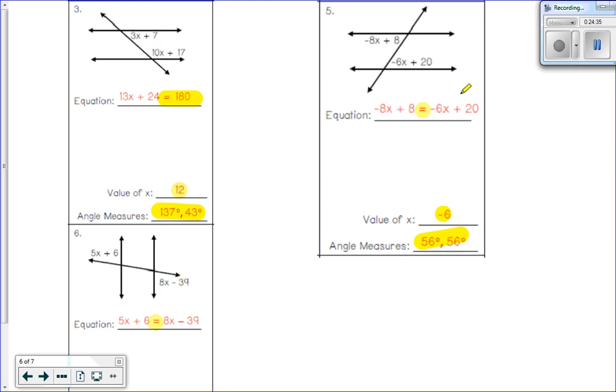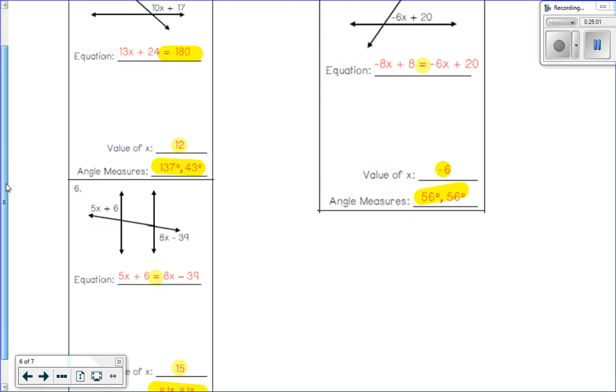All right, let's look at number 5. These angles are alternate interior angles. Alternate interior angles are equal for your equation. The value of x is -6. Then we're going to substitute -6 into both. Well, they're congruent, so pick one. And it's 56 degrees for both angles. Questions on number 5.